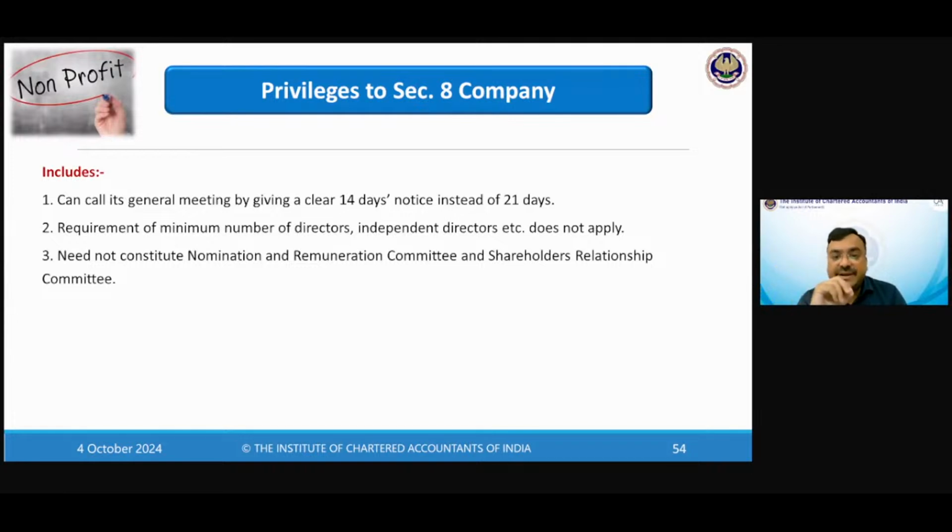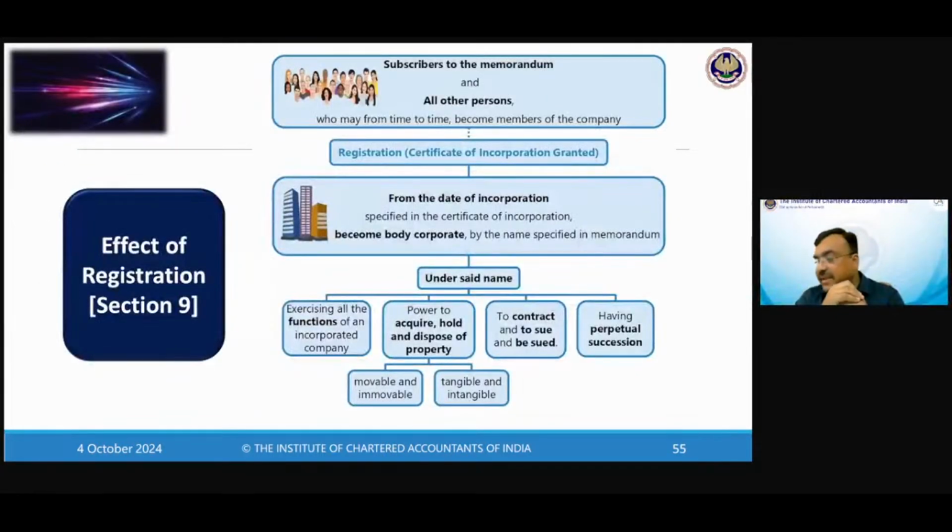Requirement of minimum number of directors, independent directors does not apply to these companies. Need not constitute nomination and remuneration committee and stakeholder relationship committee for this type of company. These were the privileges available to section 8 company. Now, the concept of effect of registration. This will be the last slide before super over 3 for today's part.